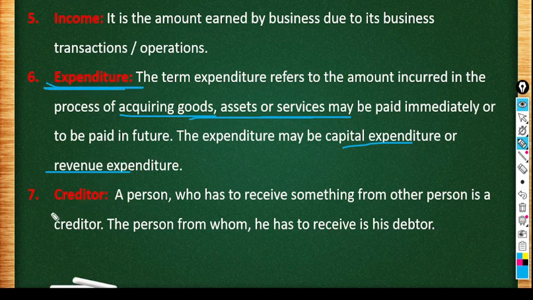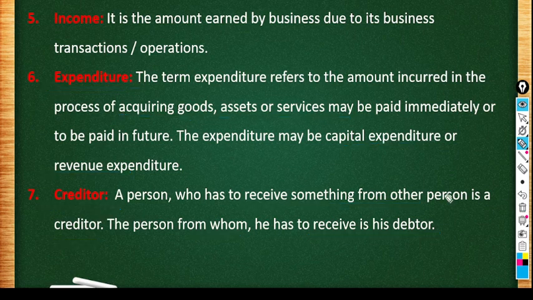Then creditor: a person who has to receive something from others, that person is called a creditor. The person from whom he has to receive is the debtor. For example, the business is buying goods from a company and we are not paying any amount. We bought the goods on credit, we are not paying any cash. So that person becomes a creditor to us.